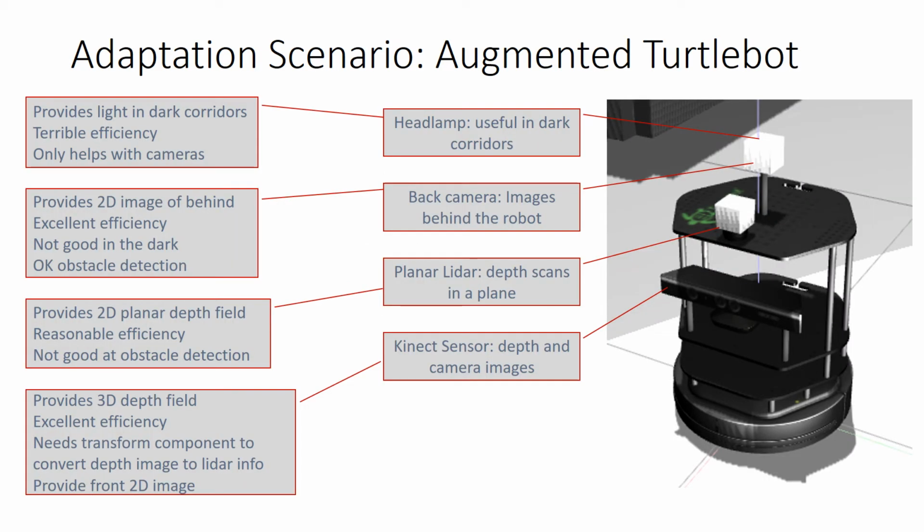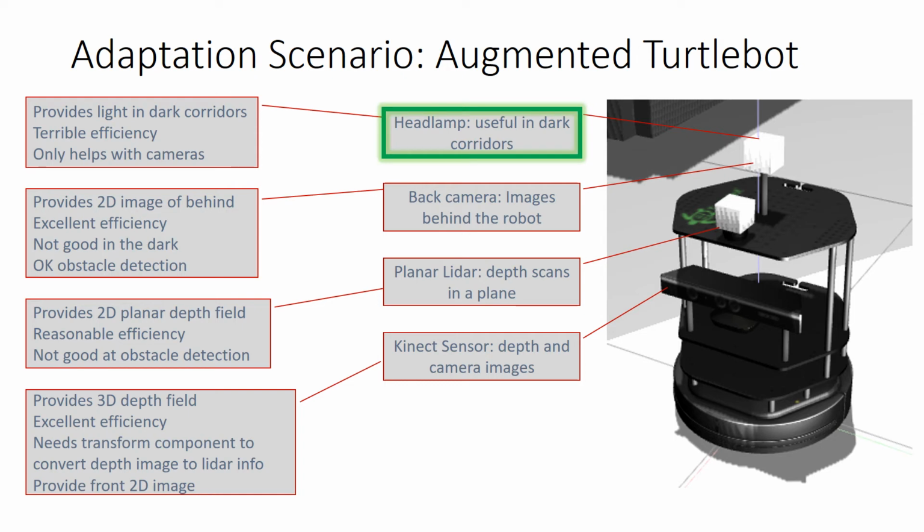Our approach was evaluated on a scenario in which an augmented turtlebot was used to traverse corridors within a large building. This turtlebot runs on ROS and is equipped with multiple sensors and software components that can provide similar functionality and can be enabled or disabled at runtime, for instance, whenever a reconfiguration is needed because a component fails.